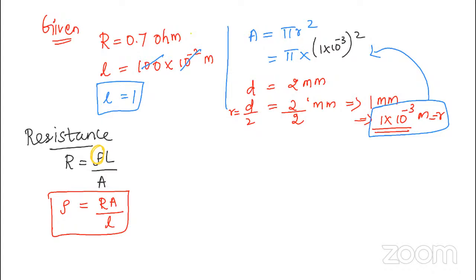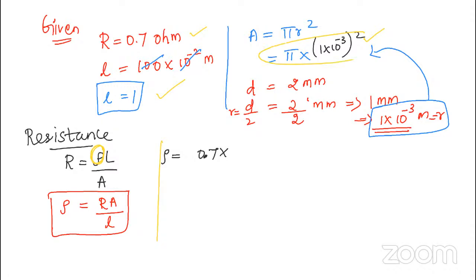R-oda values they are known. R-oda values irukku. Then A-oda value irukkuthu. Then L-oda values inga irukkuthu. Okay, so let us now substitute all the values here. So rho is equal to, what is the value of R? It is 0.7. Okay, 0.7 into A-oda values inga irukkuthu.